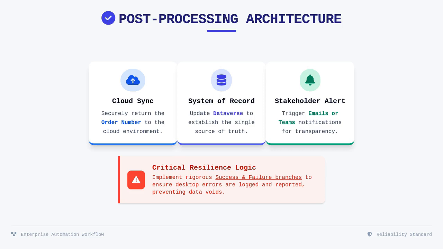Alongside the database update, you should implement notification logic, perhaps sending a confirmation email or a Teams notification to the relevant stakeholders. This ensures that the automation is not just a silent background process, but a transparent part of the enterprise workflow. Designing this requires careful attention to the success and failure branches of your cloud flow to ensure that failures in the desktop layer are caught, logged, and reported rather than vanishing into a void.